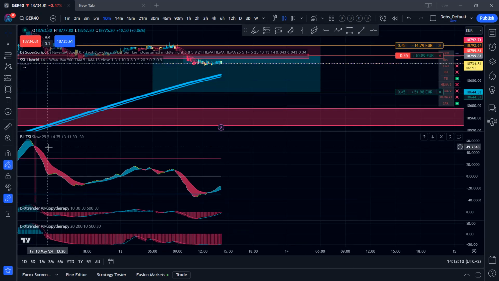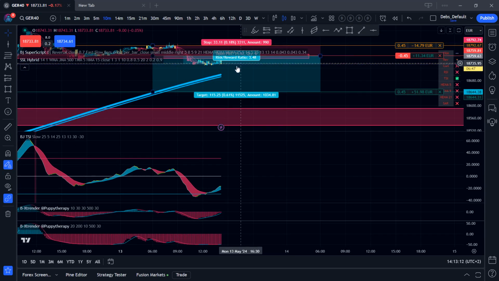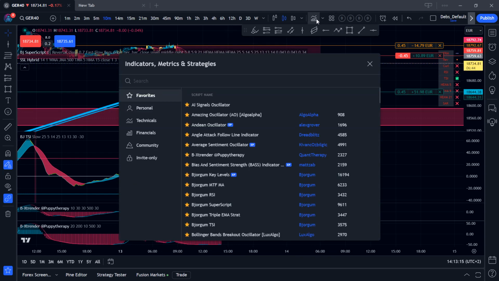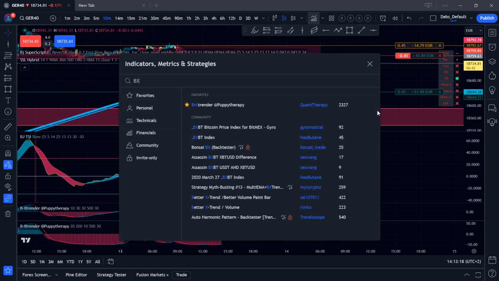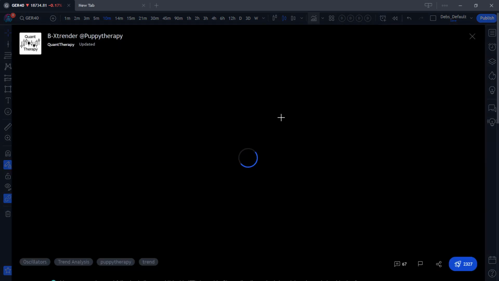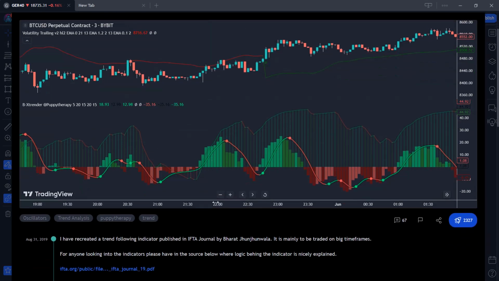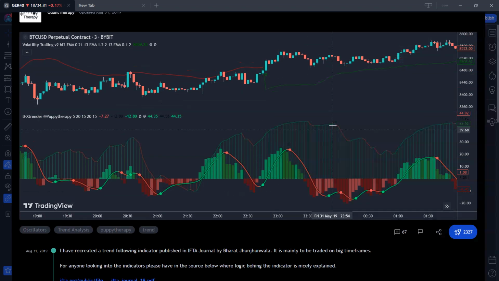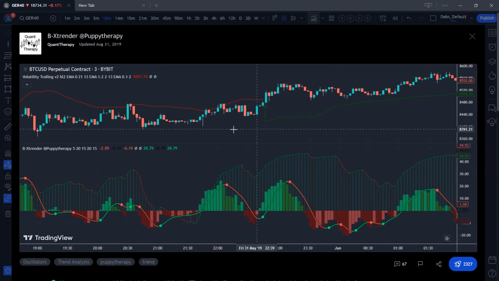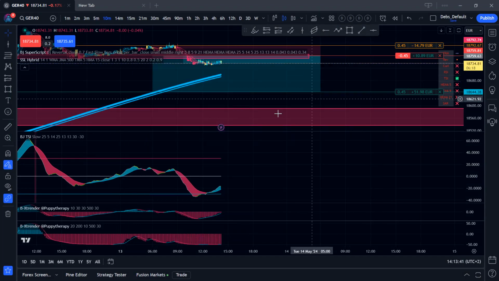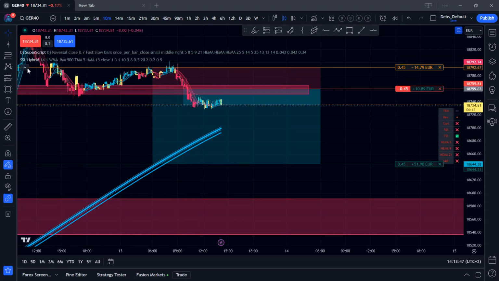The next one is going to be the BX trender, and it's by this guy, Quant Therapy. I think that's how you say it. And it's also sort of like a trend filtering indicator. I have two to generate both long-term and short-term price movements, or be able to see volume and where volume is trending, and it's gonna help out with the SSL hybrid. So let me just show you what I mean.